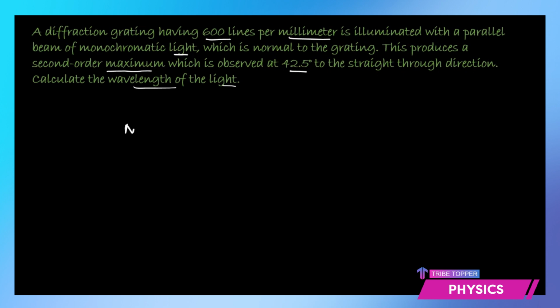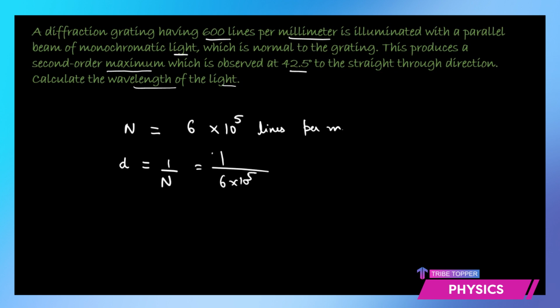So now capital N, the number of lines per millimeter is 600, so we would say there are 6 into 10 raised to the power 5 lines per meter. So that would give us the distance between two slits. That would be 1 by N. You would divide 1 by N, right? So you get 1 upon 6 into 10 to the power 5, which gives us approximately a distance of 1.67 into 10 to the power negative 6 meters.